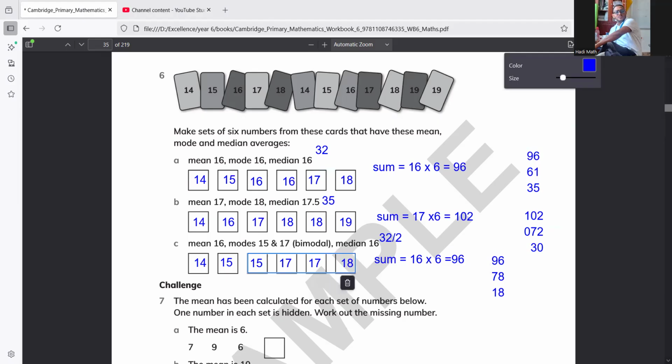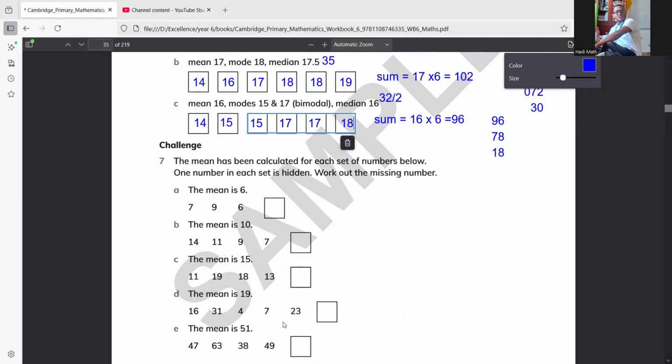This is how we work this question. So please understand, you use the mean to find the sum. Let's go to the question after.